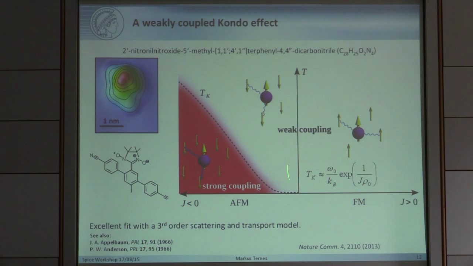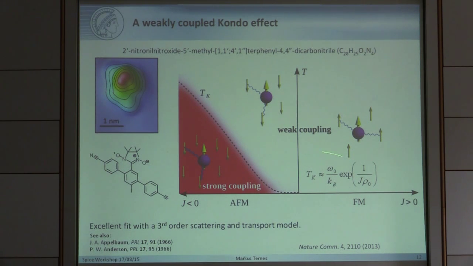I've drawn temperature here, and coupling here: antiferromagnetic coupling, so the coupling with the substrate, and here ferromagnetic coupling. Well, we will talk about this maybe later. And we are at high temperatures, so perturbation theory is possible. Kondo used perturbation theory, and us too. Then there is a border, the Kondo temperature.